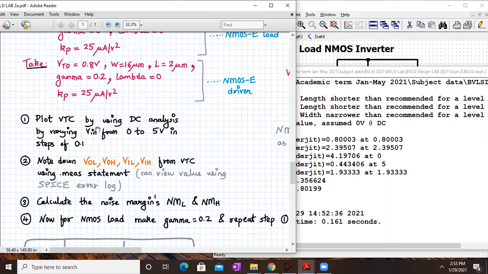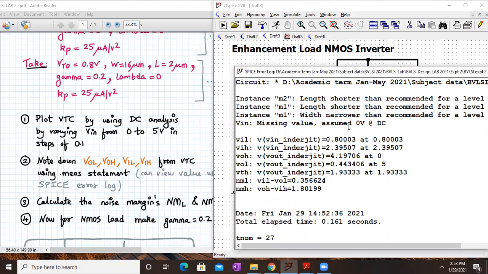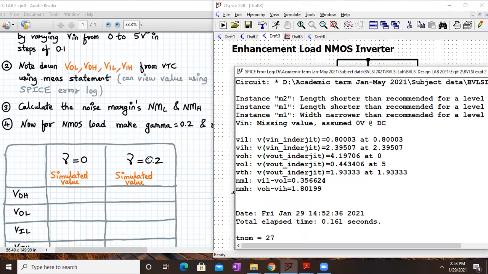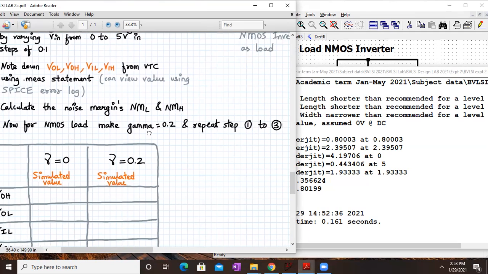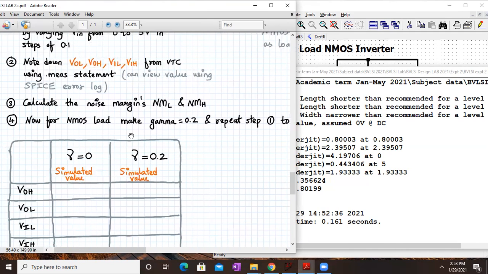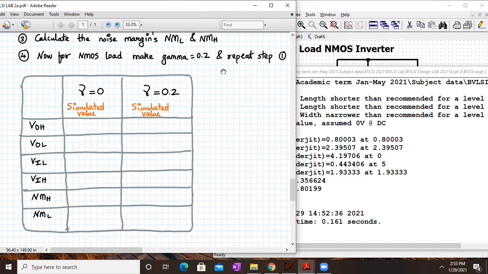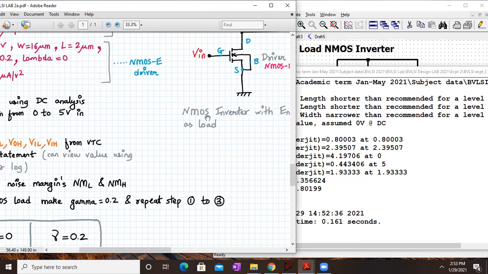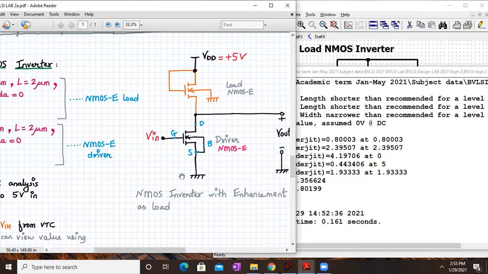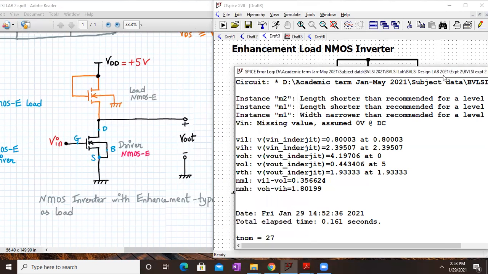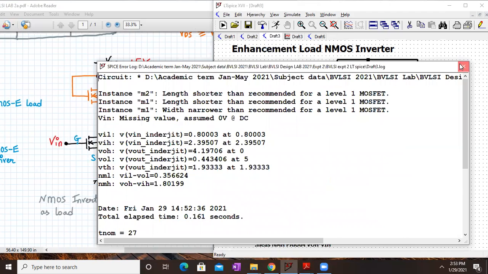And over here, all the procedure is given. We have to plot the VTC by varying the value of Vin from 0 to 5. We did that. And we noted down the value of all critical parameters and the noise margin levels. And now we have to repeat this for the NMOS load, making gamma equal to 0.2. We can make gamma equal to 0 for the first case, and we can now make it gamma equal to 0.2. We have actually given 0.2 only, but it's absolutely fine. So that's how you complete this NMOS inverter with enhancement type load. I hope that this is clear. That's how you get the values.